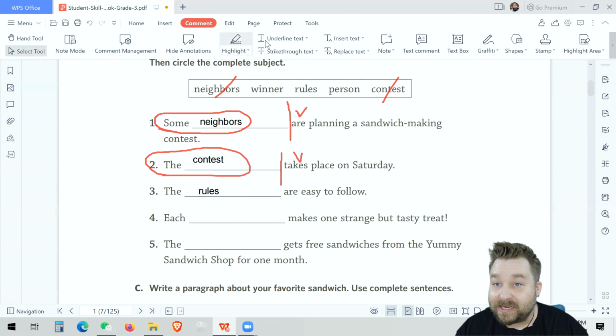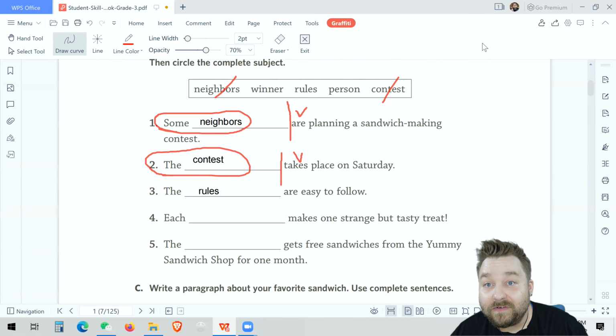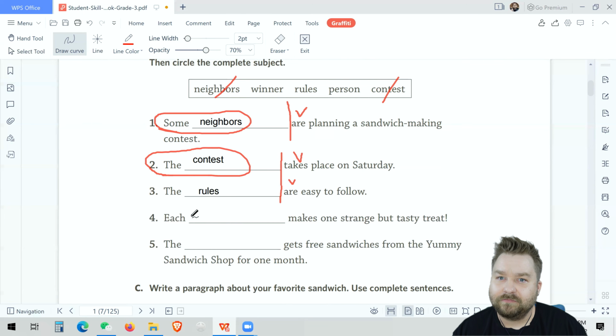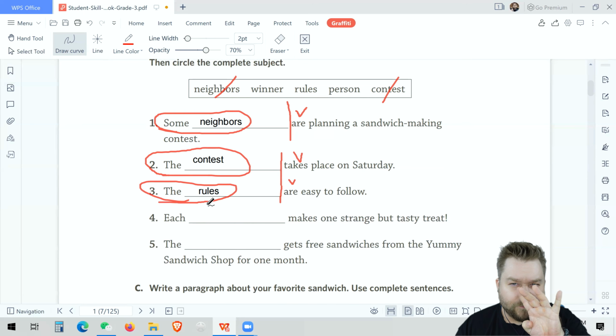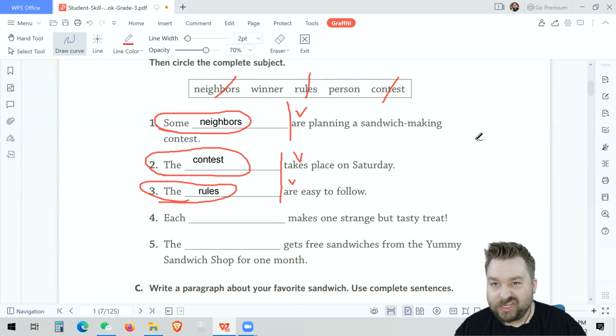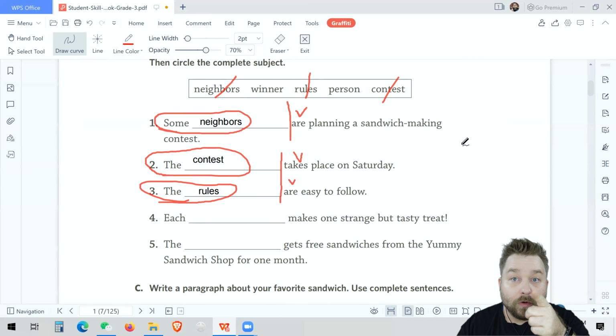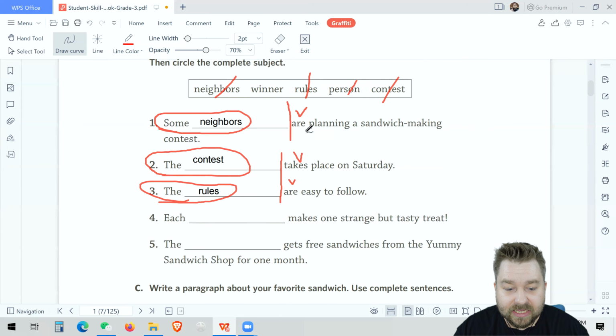And we have to find our verb, which is a be verb. Yeah, the be verb is right there. Are. And what's everything to the left? The complete subject. The rules. Number 4. Each makes one strange but tasty treat. Well, what makes? Each winner or each person? Well, there's only one winner, right? So we can't have each winner. Each person. Yeah. Oh, no, I shouldn't write that. I write ugly.